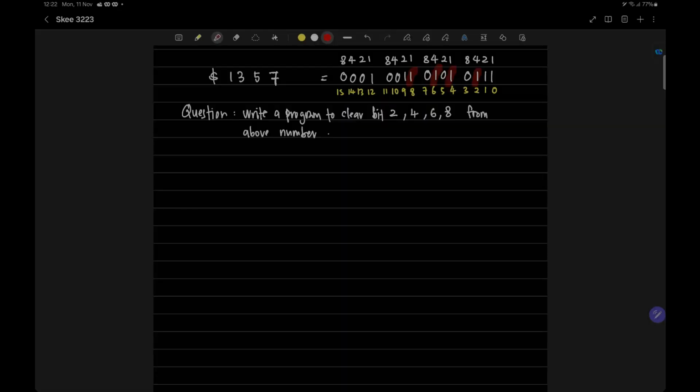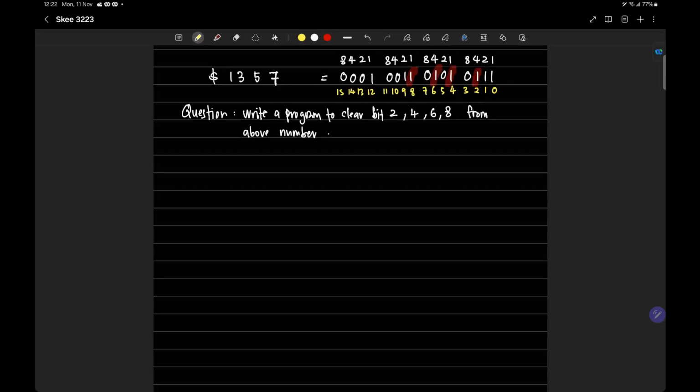Here we find out what is the mask register. The mask register is equal to the bits that we're going to clear, which are 2, 4, 6, and 8. Make sure that these bits get logic 1. You put 1 to these bits, and the rest of the bits you give 0.